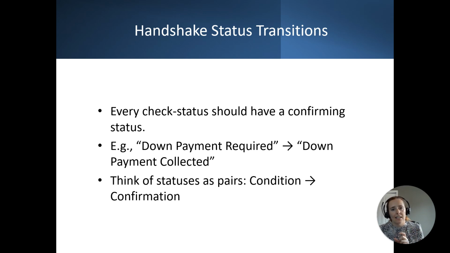So every status that is a question, like have we collected the down payment, should have an answer. And this is where I do actually add statuses. Fewer statuses is usually better, but you should have a handshake between those big questions.